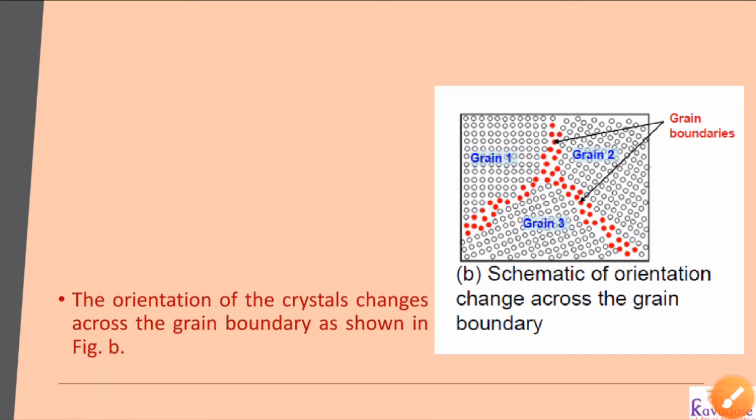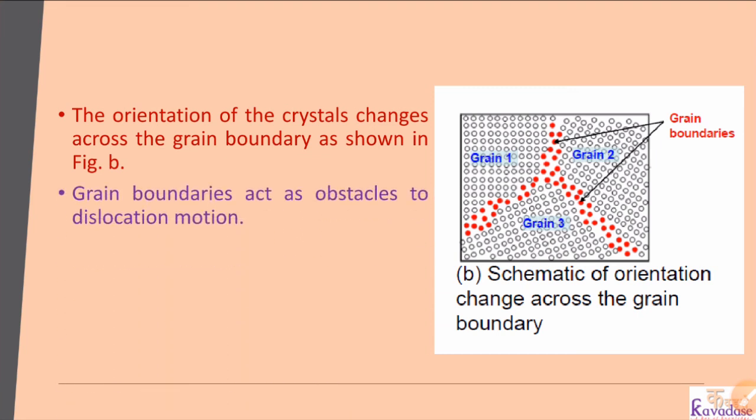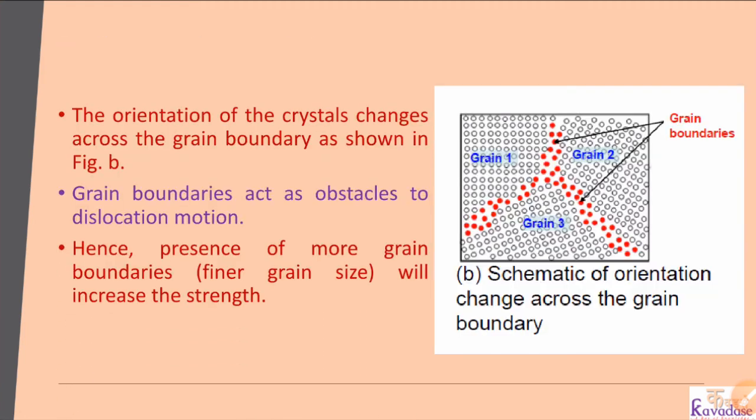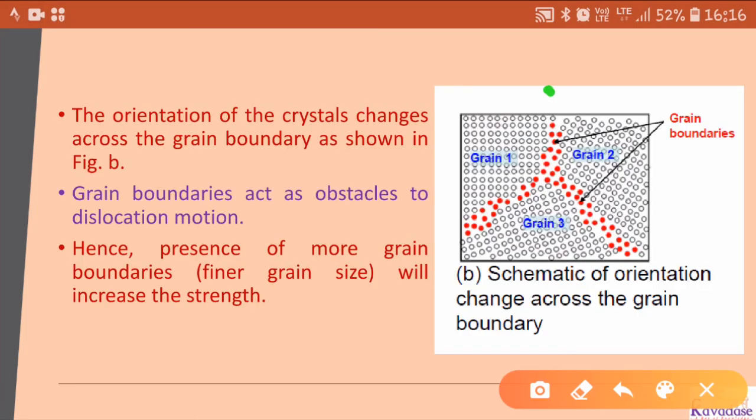So you can see the changes across the grain boundaries. The grain boundaries act as an obstacle to dislocation motion. Hence, the presence of more grain boundaries, meaning finer grain size, will increase the strength. So this type of defect comes under surface type of defect. There are three different orientations of grains.